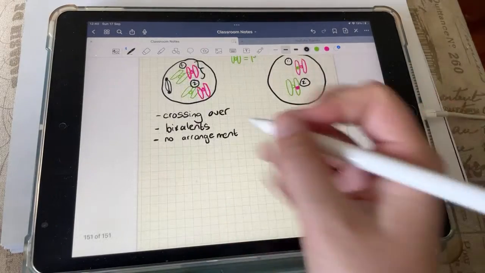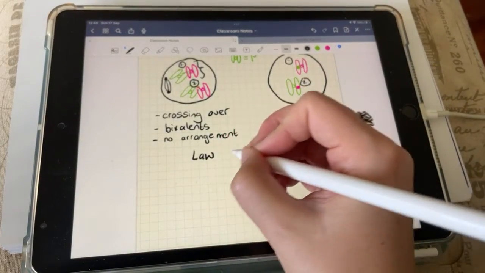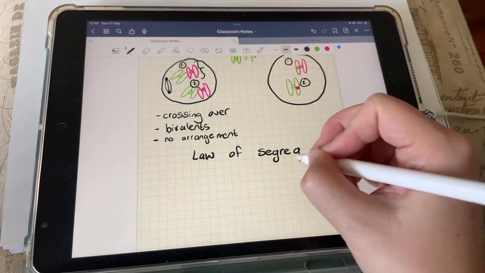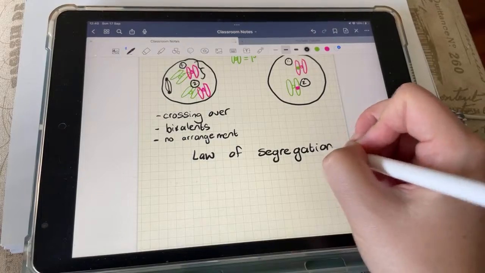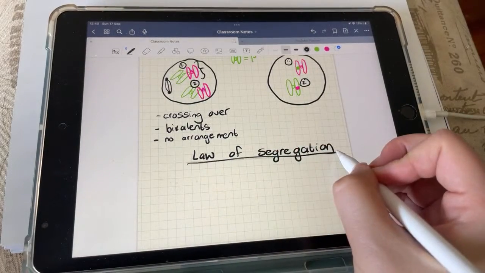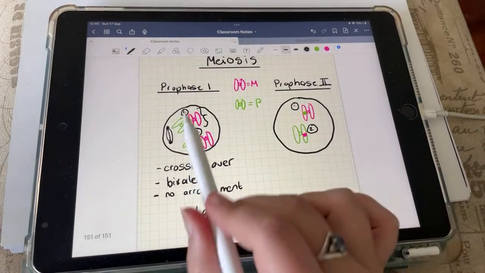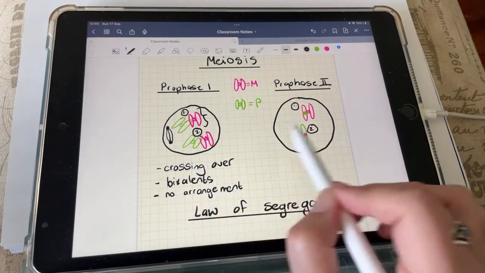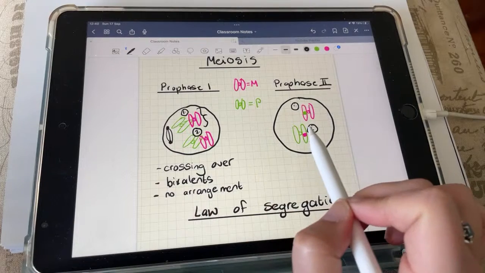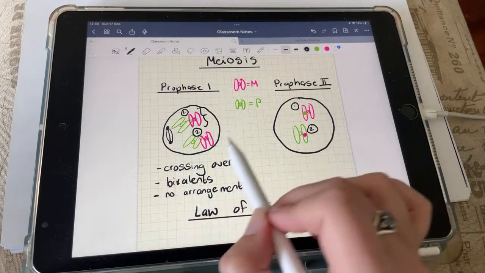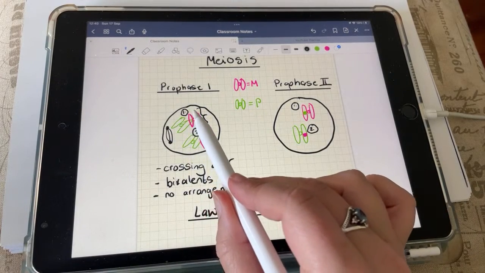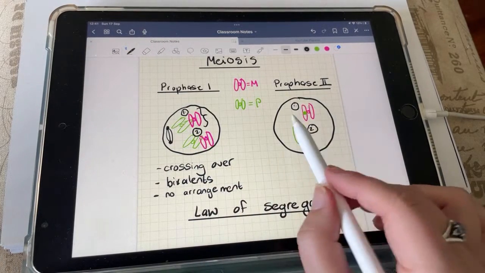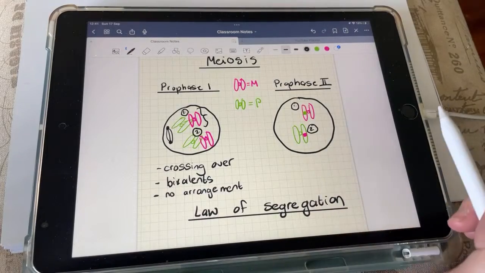And ma'am, what law is that? That is the law of segregation. It is a Mendelian genetics law, where you can only inherit one homologous partner, or one allele, from each of the pairs. You can't have both number 1s or both number 2s.